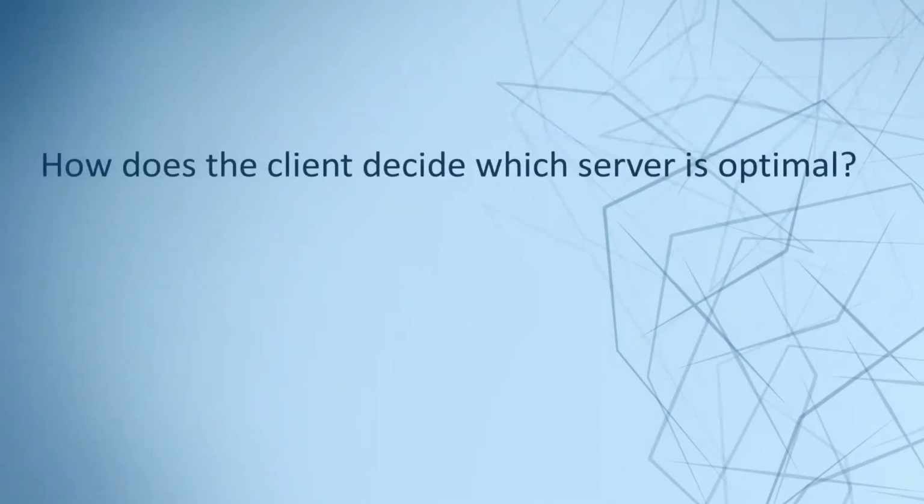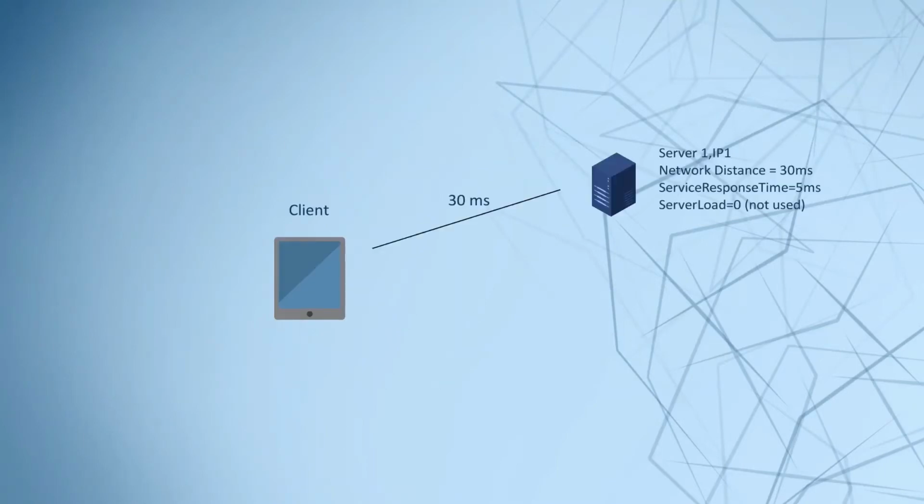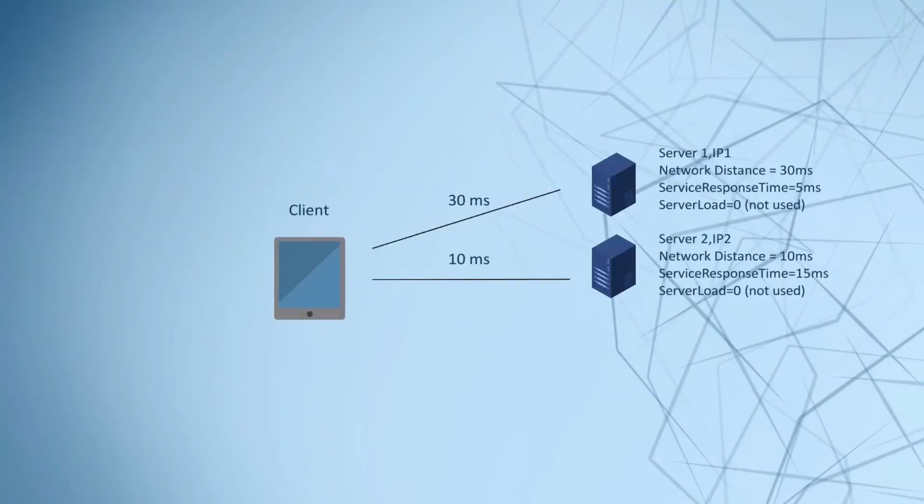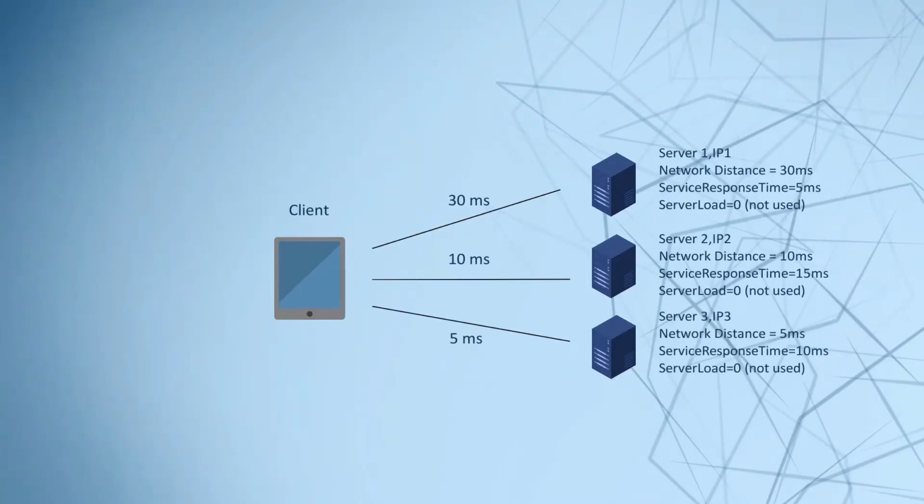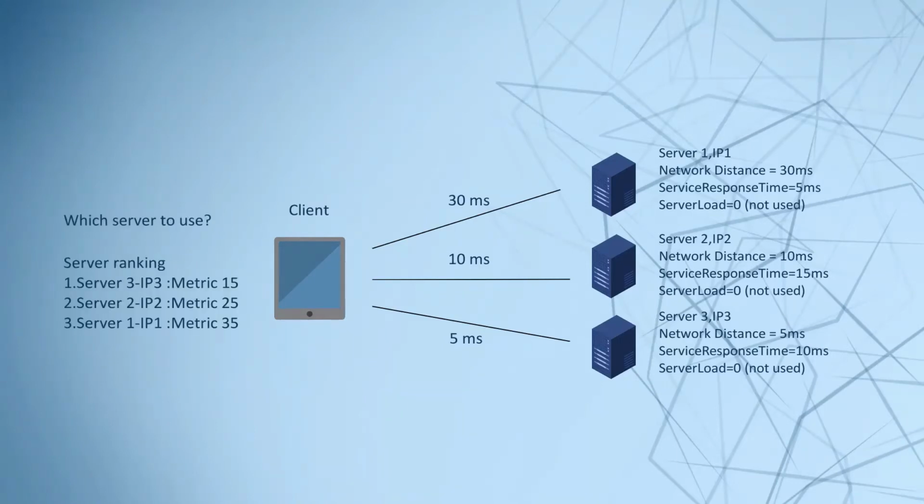How does the client decide which server is optimal? The client calculates the composite DNS metric for each server based on the measured and delivered server parameters like service response time and server load and decides for himself which server is optimal for him. During the measurements, the availability of the servers is checked by the client and the network distance is precisely determined. Therefore, the client can always select the server that is available and optimal for him.